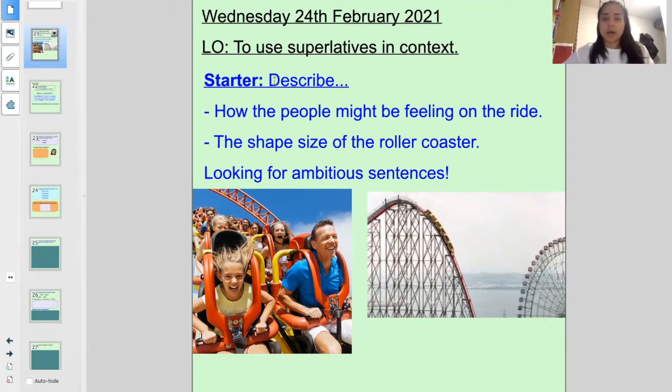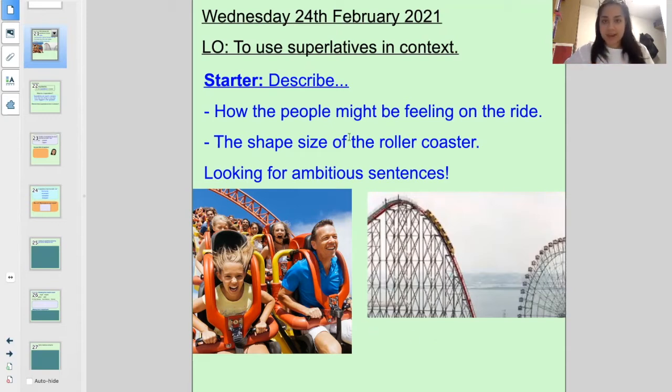So you are going to be asked to describe, using your adjectives, either how the people might be feeling on the ride, in this picture here, or the shape and size of the roller coaster. Within your ambitious sentence, it could be a narrative, I am looking for a description of either how the people are feeling or the shape and size of the roller coaster. Pause the screen and then I will share a sentence with you.